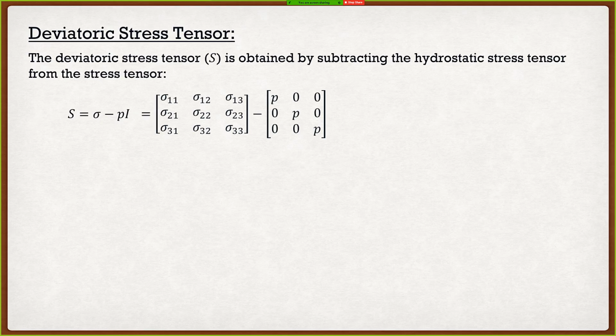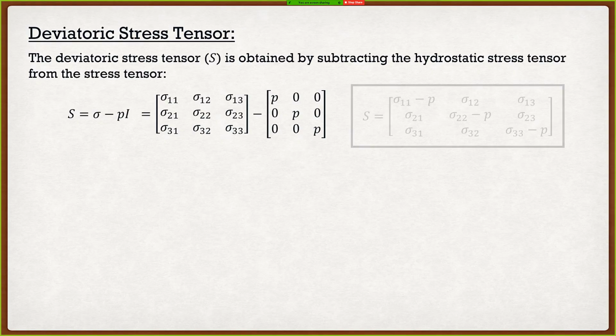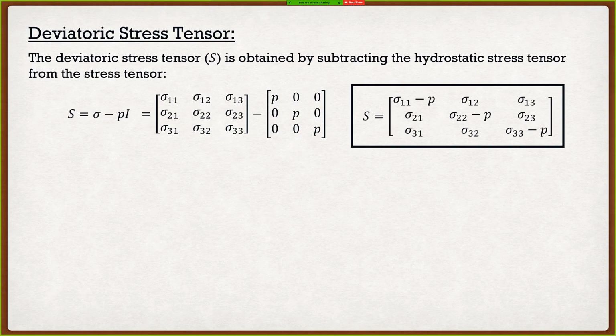So we can expand it out. We have our stress tensor minus our hydrostatic stress tensor. And we get that S is simply going to be our stress tensor, the only difference being that we're going to subtract the hydrostatic stress from each of those diagonal components. Now, because we incorporated that hydrostatic stress, there's actually a very nice property with this deviatoric stress tensor, and that is that the trace of it, or the sum of the diagonal components, is going to be equal to 0.